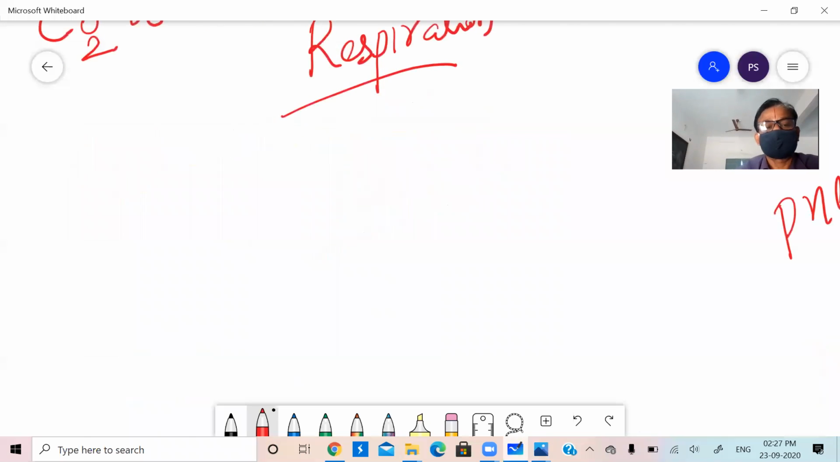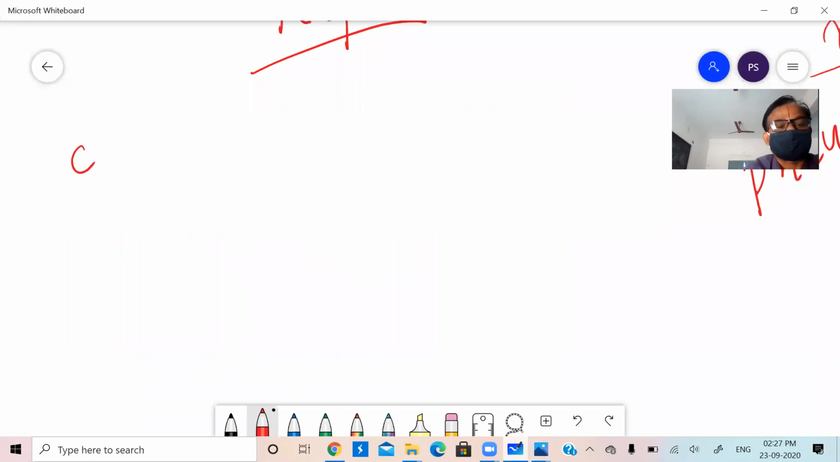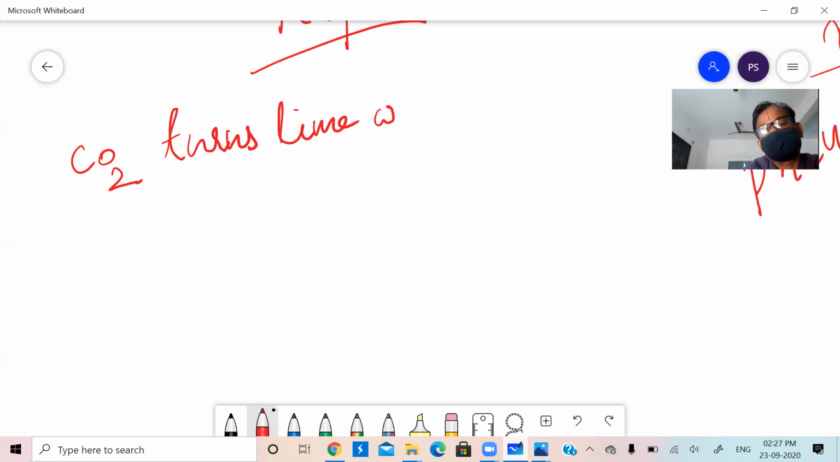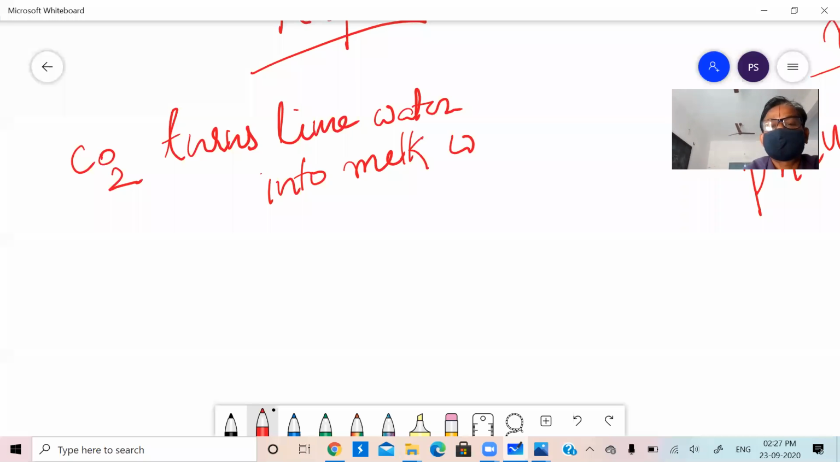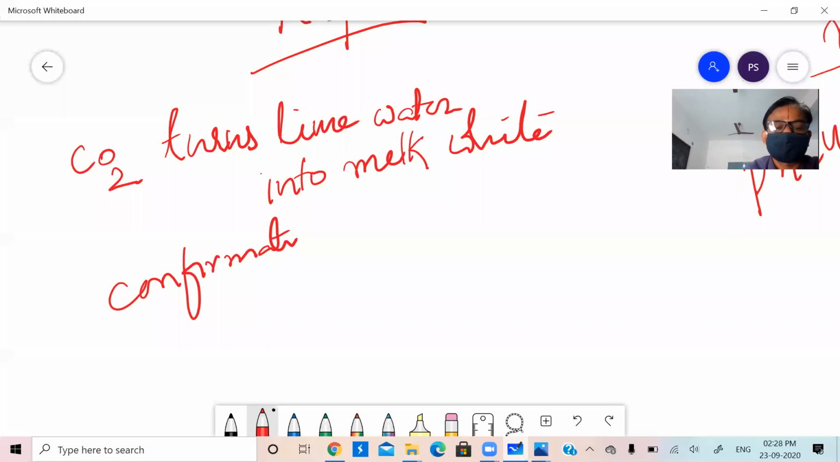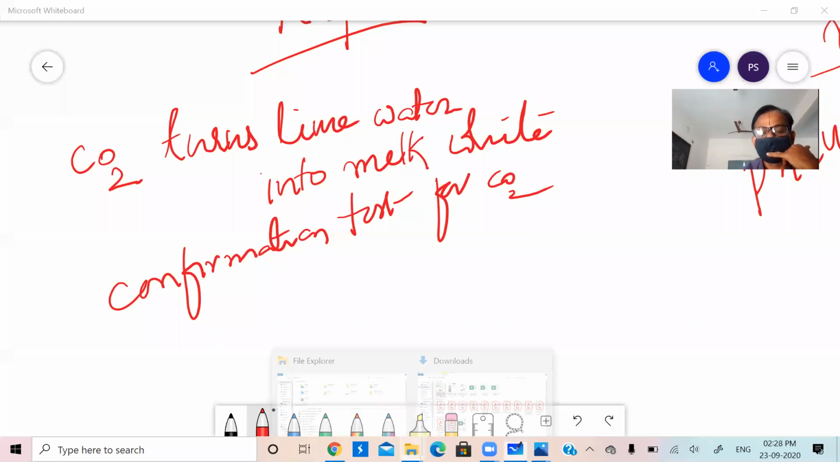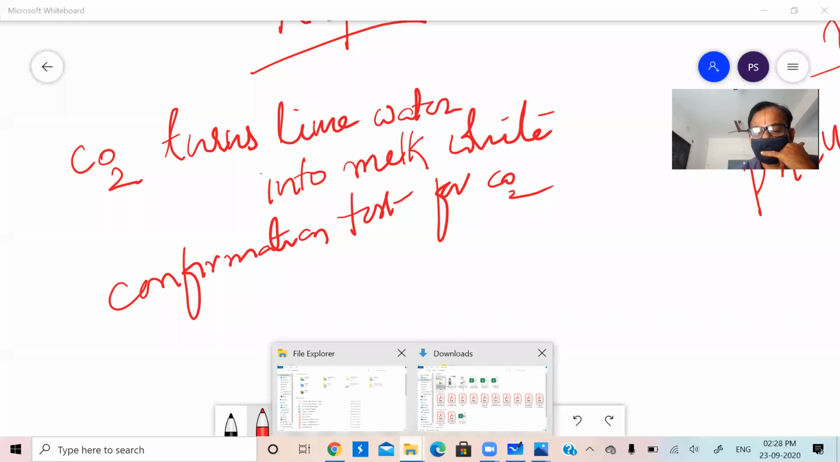So here carbon dioxide turns lime water into milky white. This is the confirmation test for carbon dioxide.